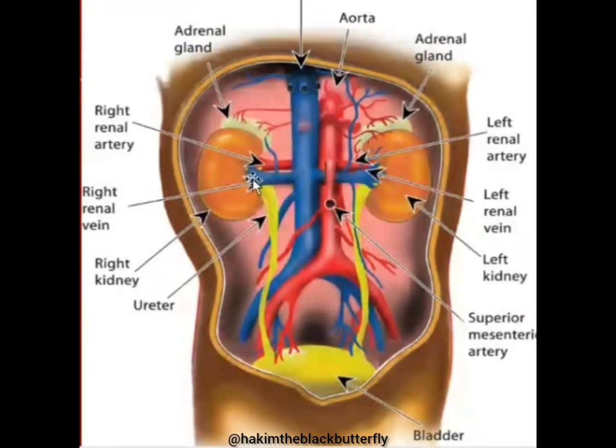Then the renal veins. The renal veins will have the right renal vein and the left renal vein. The right renal vein drains into the inferior vena cava, still at a level slightly lower than the left renal vein because of the position of the right kidney. It is shorter than the left renal vein. On the other hand, the left renal vein moves anterior to the left renal artery. It passes posterior to the superior mesenteric artery and then joins the inferior vena cava at a slightly higher level than that of the right renal vein.